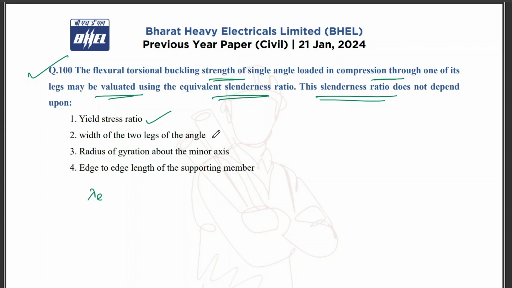Option 2, weight of two legs of the angle, affects the stability of the section. The radius of gyration about the minor axis impacts the buckling strength, but the edge-to-edge length of the supporting member does not significantly contribute to the equivalent slenderness ratio. So this will be our answer.